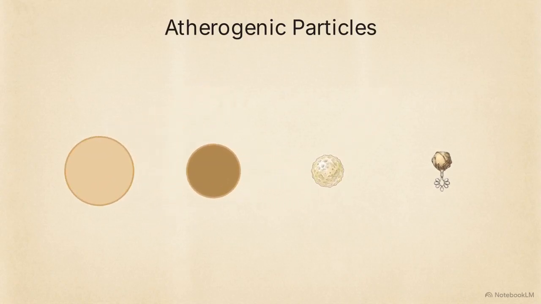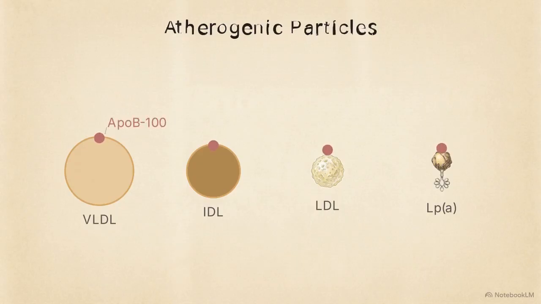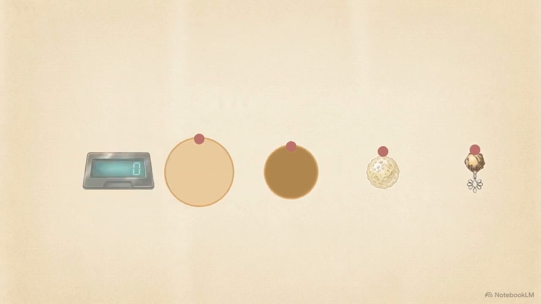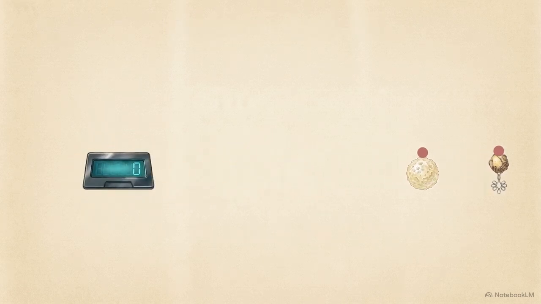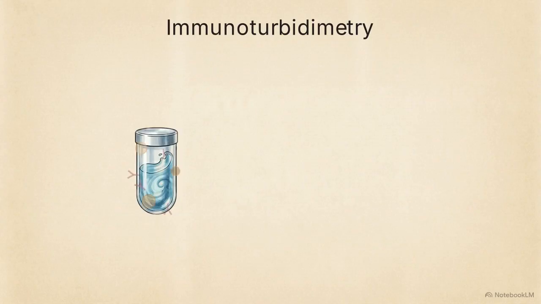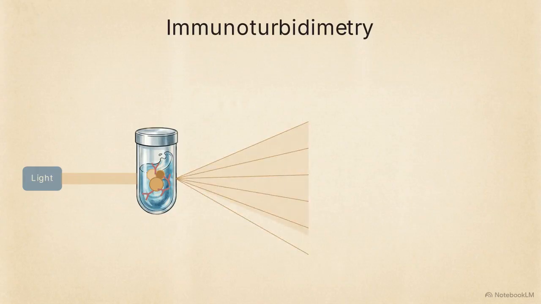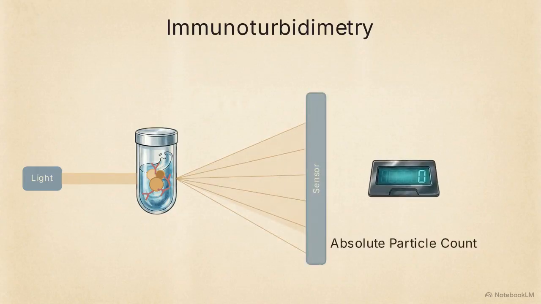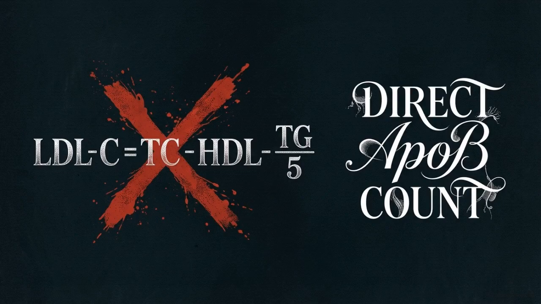Every single potentially atherogenic particle, whether it is VLDL, IDL, standard LDL, or LPA, carries exactly one ApoB 100 molecule on its surface. Because of this exact 1-to-1 ratio, clinicians can use immunoturbidimetric methods to get an absolute particle count. Immunoturbidimetric methods are laboratory techniques that measure the concentration of a substance by analyzing how much light is scattered by antigen-antibody complexes in a fluid. Measuring ApoB bypasses the mathematical errors of the Friedewald equation.